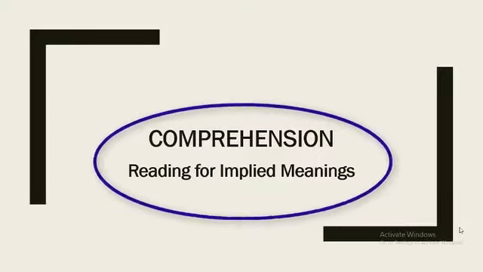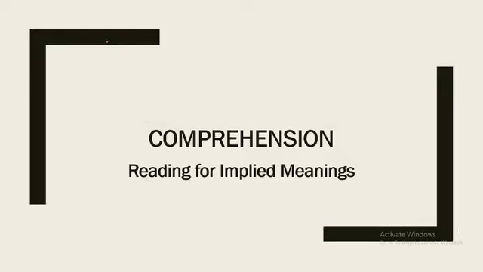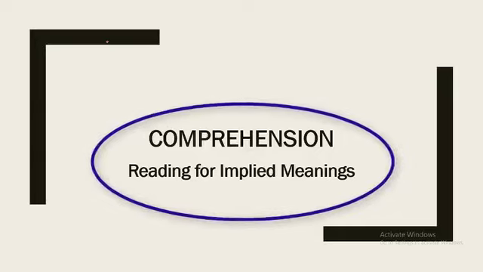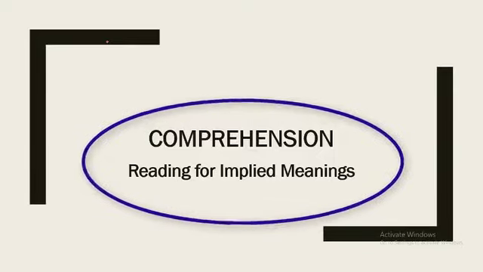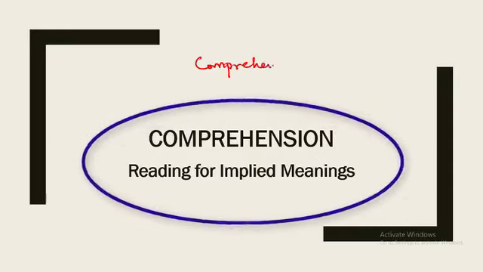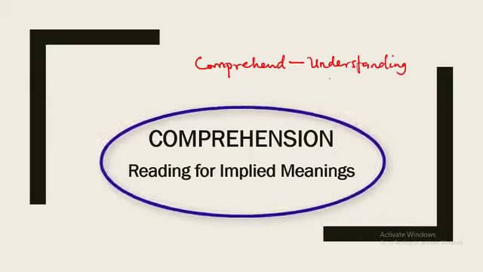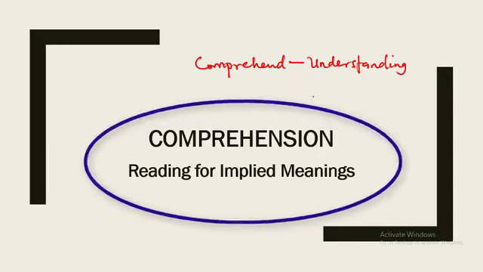But before all of that, let us review the previous lesson. Welcome back. So the first segment we're going to be looking at today is comprehension. How do we read for implied meanings? Remember, we said the word comprehension is got from the verb comprehend, and comprehend simply means understanding. So we want to see how do we understand, how do we read for implied meanings.